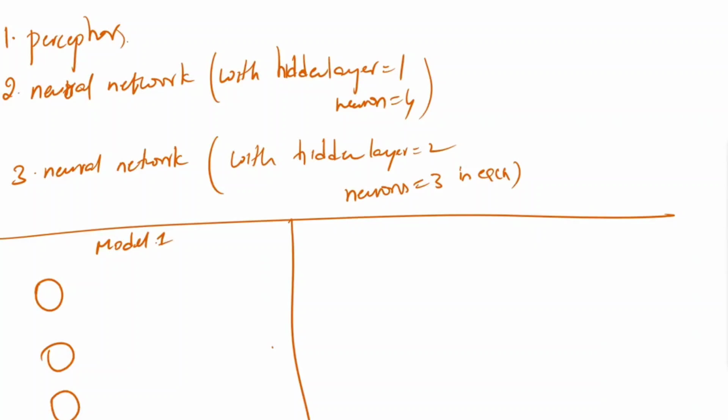How many input layers will you have to take? 1 input layer. How many output layers? 1 output layer. How many hidden layers for a perceptron? No hidden layer. 0 hidden layers.